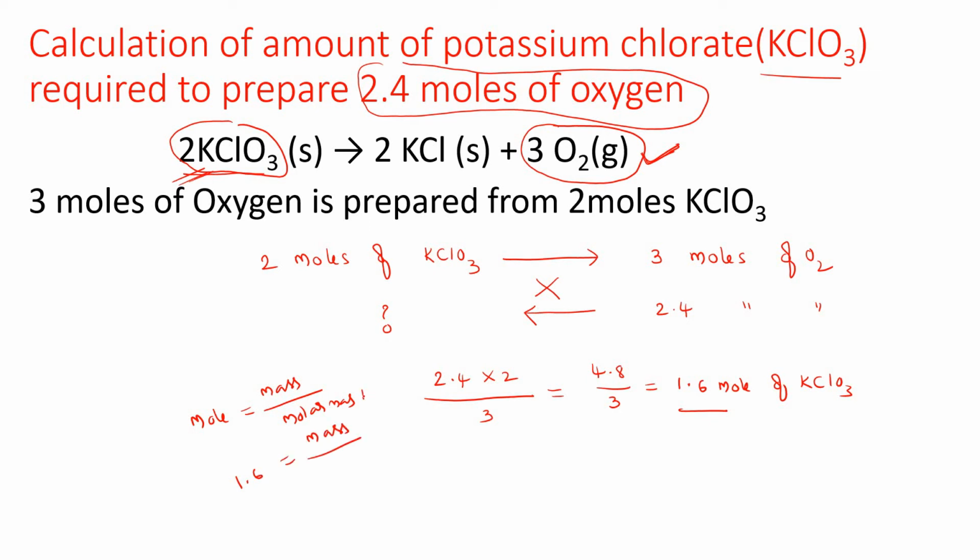Molar mass of KClO3: potassium will be 39, chlorine will be 35.5, and oxygen, 3 oxygens are there, take 48. Now the molar mass you are going to get is equal to 122.5. Now mass is equal to 1.6 into 122.5, that is equal to 196 grams. So 196 grams of KClO3 is required to produce 2.4 moles of oxygen.